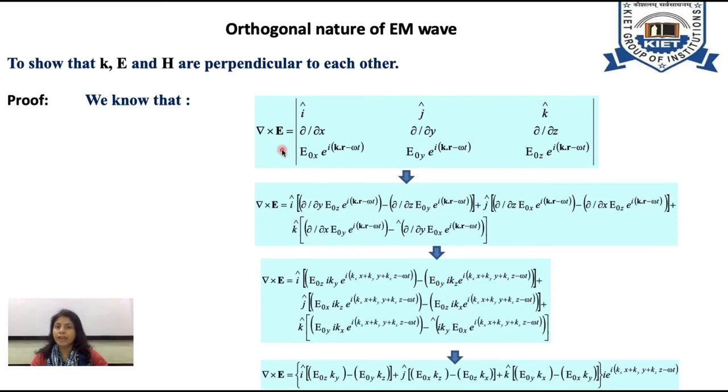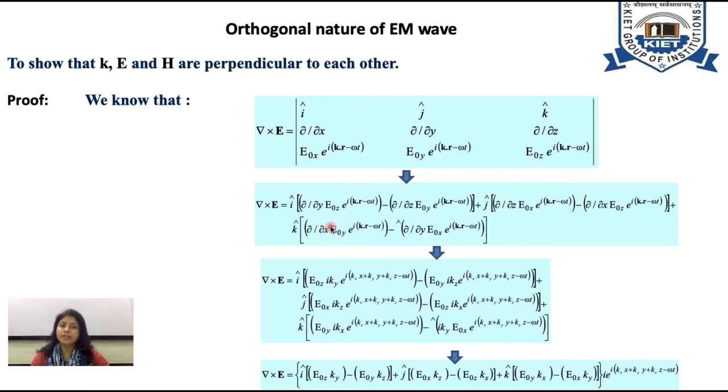For this, we have to calculate del cross E. Del cross E can easily be solved by a determinant. Then del cross E is equal to i, j, k. This is the x component of del. This is the x component of E. This is the y component of E. This is the z component of E. Then after solving this determinant, we get this equation.